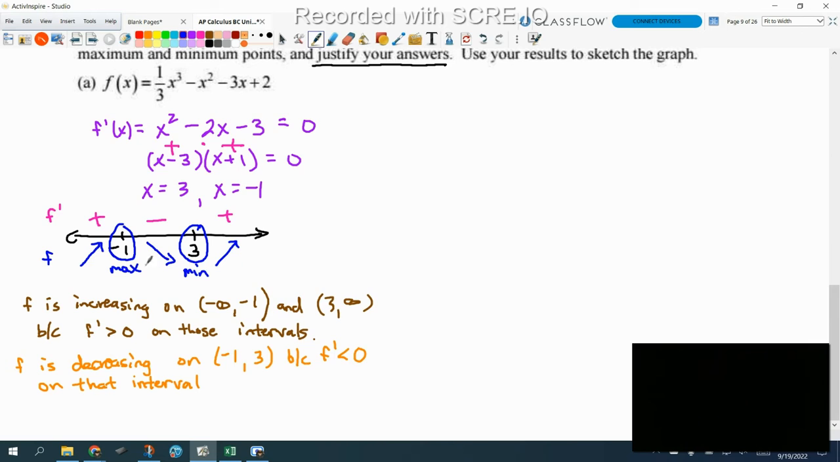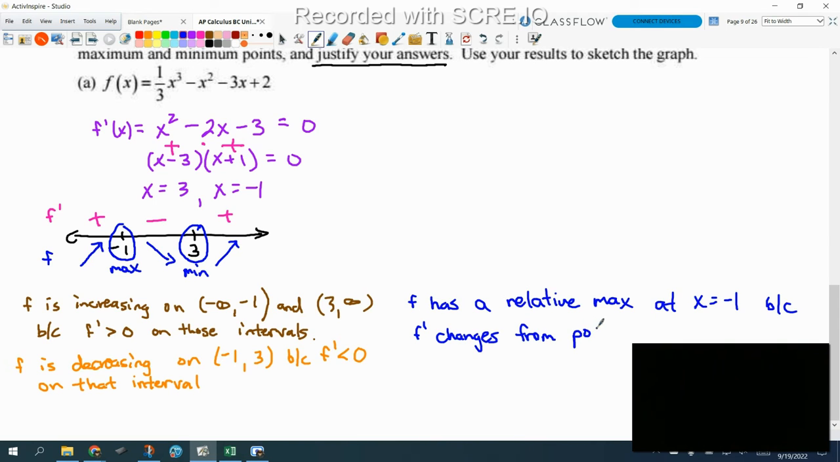Right, let's come over here. Let's do our relative max. F has a relative max at x equals negative 1. And I know that because f prime changes from positive to negative there. All right, and so I said the word there just now, which is, again, acceptable, but I'm going to be a little bit better than that. I'm going to say positive to negative at that point.